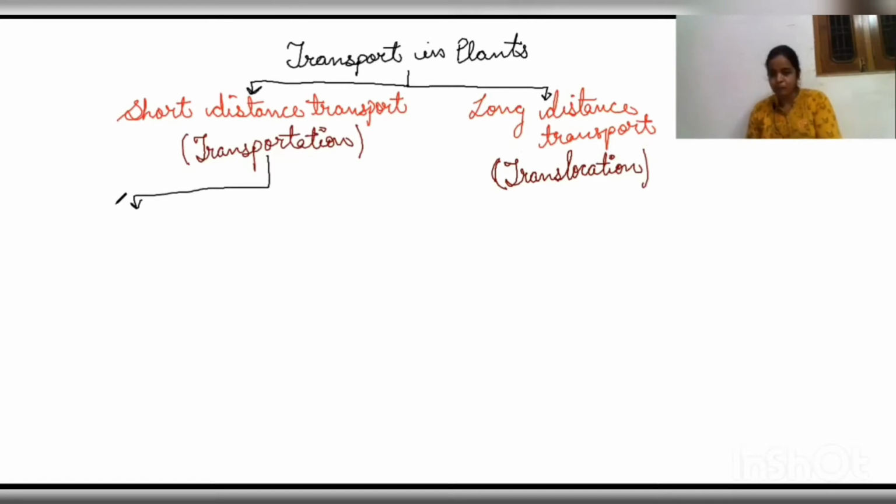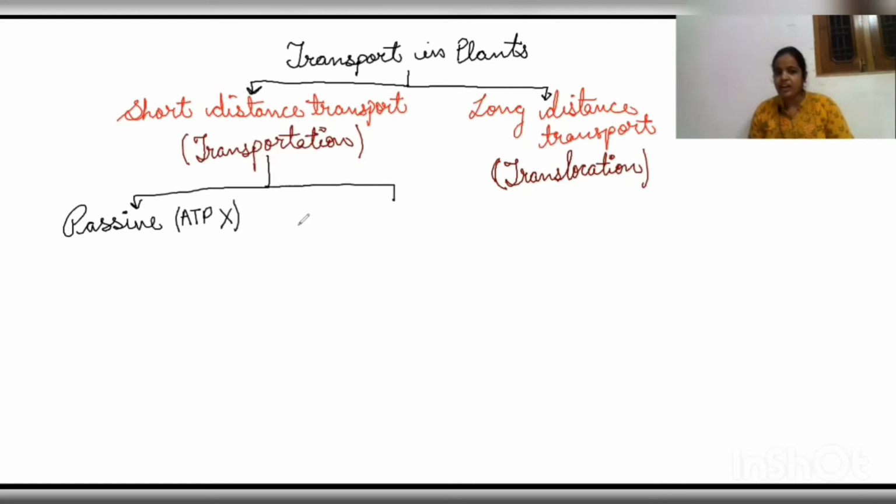We are just going towards our main topic, that is osmosis and diffusion. Because we need to have an idea about what we are studying, I'm telling you about this complete flow chart. So short distance transport can be either passive. Now we all know what the word passive indicates: that ATP will not be used. I'm putting a cross to show that ATP consumption is not there in this type of short distance transport. And the second one is active transport, in which ATP will be consumed. So I'll put a tick mark to show that here ATP is going to be used.